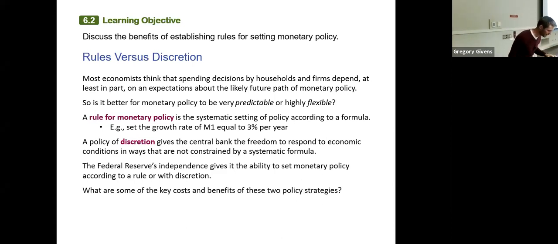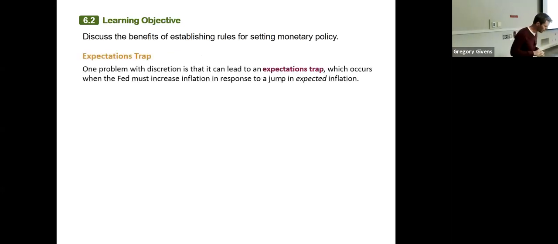What I want to do today, and what follows here, is talk about some of the key costs and benefits of these two different policy strategies. What problems in particular can emerge under a policy of discretion, and what kinds of problems might emerge under a policy rule, all right? Okay, let me start with discretion first.